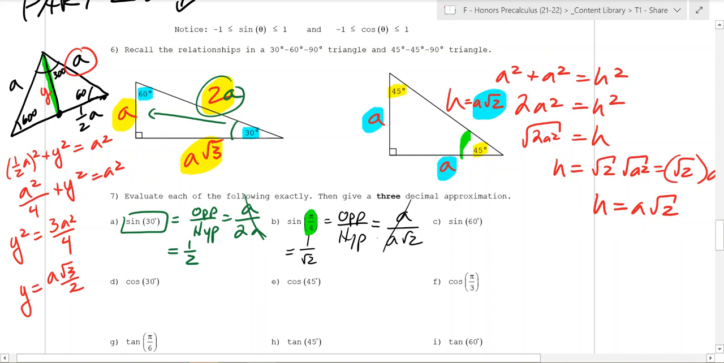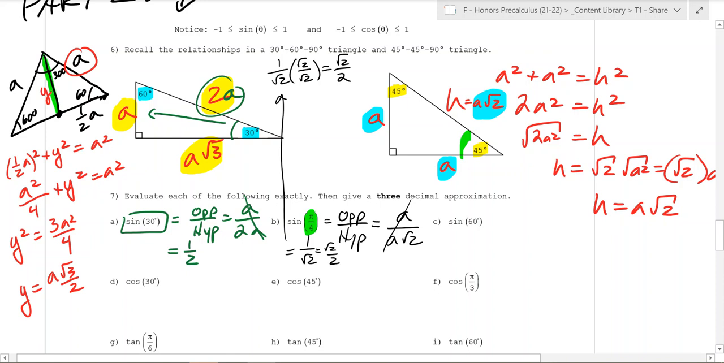Now, you're going to see this written a little differently. I'll do the work up here so you have more space. 1 over root 2, you can multiply by root 2 over root 2, and you end up with root 2 over 2. This is the same thing as 1 over root 2. That's a common form you'll see, but they're the same.